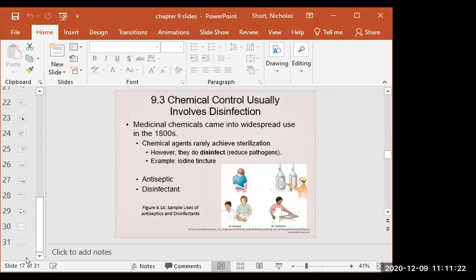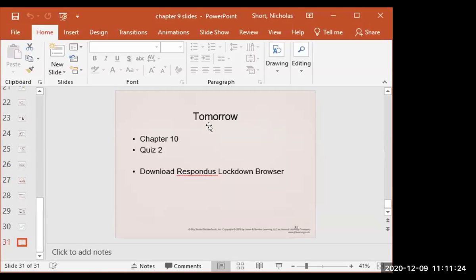So that's the material. Let's talk about what we're going to do tomorrow. Tomorrow's chapter 10, we talk about antibiotics. We're going to take quiz 2 through the Respondus Lockdown Browser. So please make sure you have that up and running. You're going to have to do that with your webcam running for tomorrow.